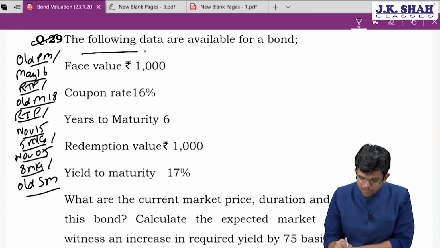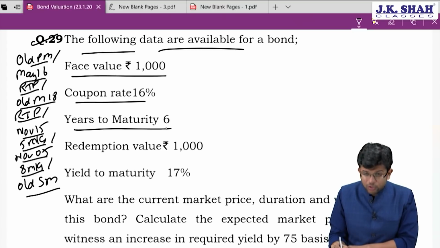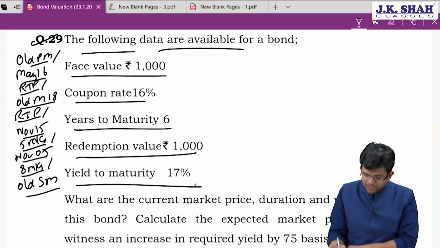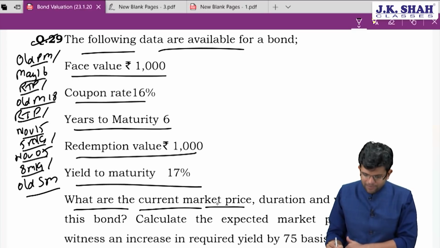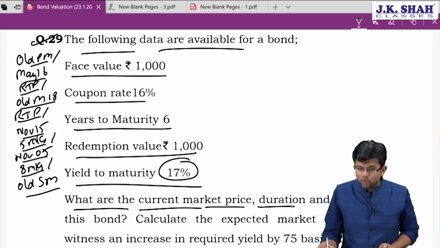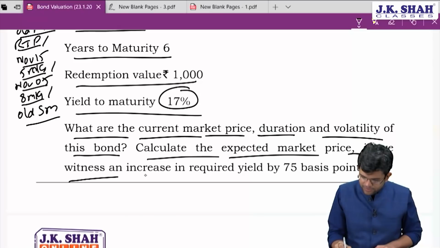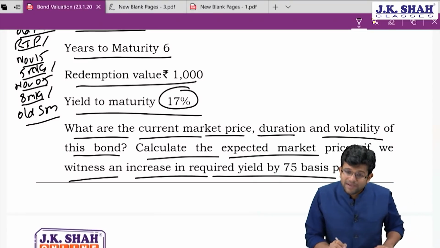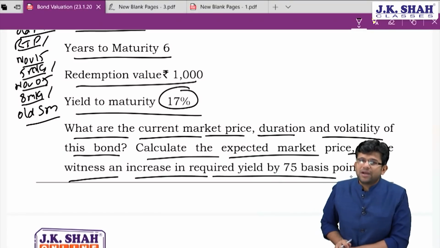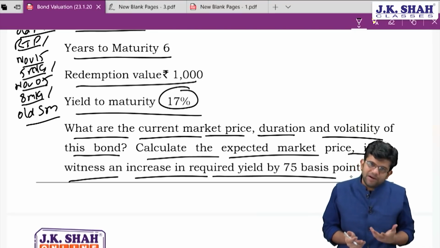It's very simple. Following data is available for a bond: face value given, coupon rate given, years to maturity given, redemption value given, and YTM given. Everything is available. What is the current market price? Current market price means future cash inflows discounted at YTM. The PV is the current market price. Duration, I'm very sure you know how to do it. Volatility, we saw in the last video. Calculate the expected market price if we witness an increase in the required yield by 75 basis points. Students, 100 basis points means 1%, 75 basis points means 0.75%.